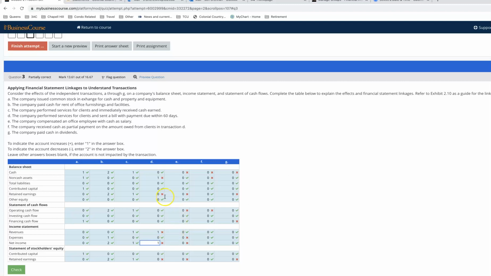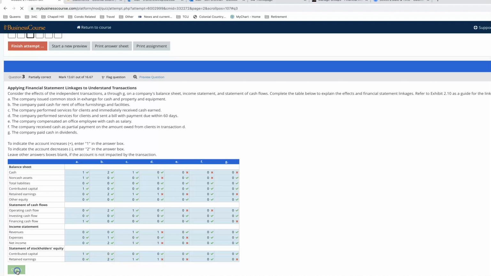And then you always come back to your balance sheet. And if my net income is up, my retained earnings is up. This increase will also be reflected on that statement of stockholders' equity. So I'll show that up as well.